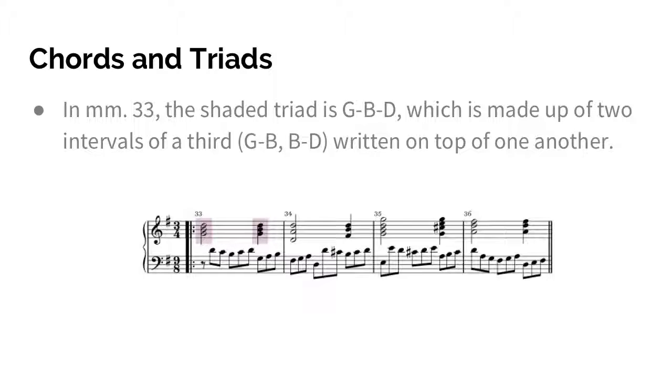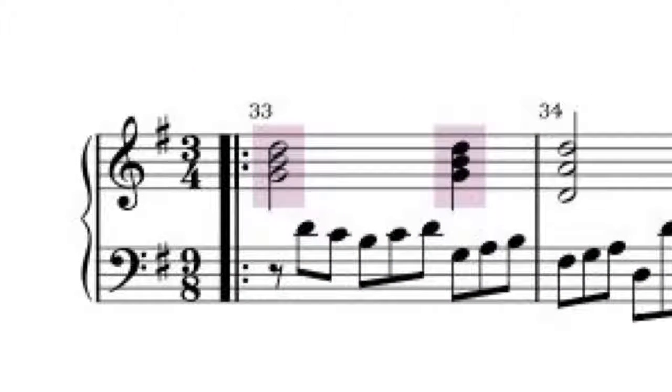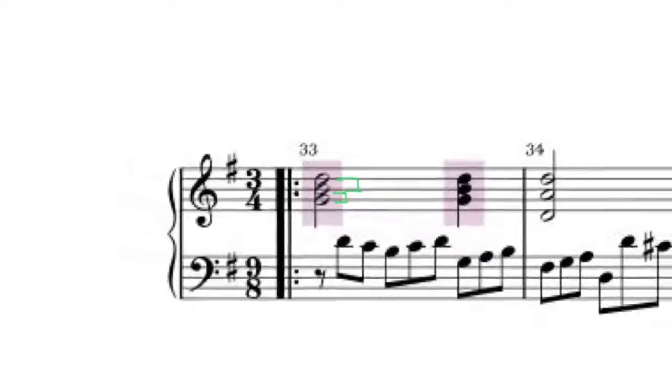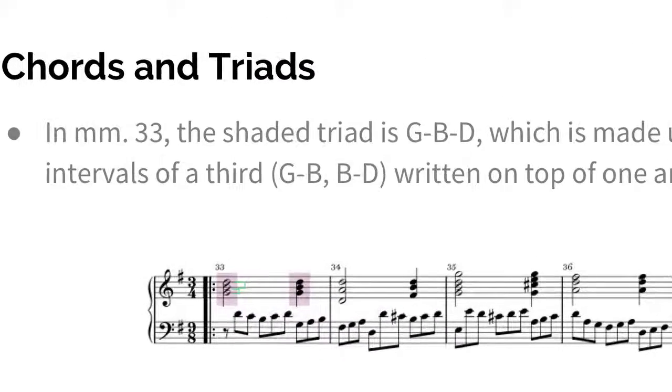So if you look at measure 33, as you can see, the shaded triad is G B D, made up of two intervals of a third, G to B and B to D. So if we look here, interval from G to B, and then B to D. So those are the two thirds that we see there.